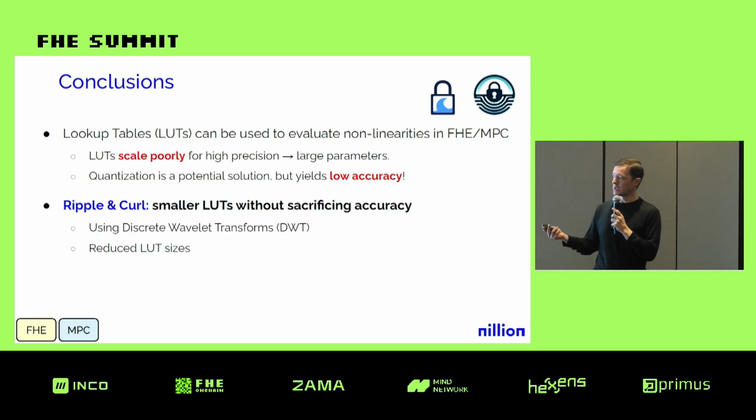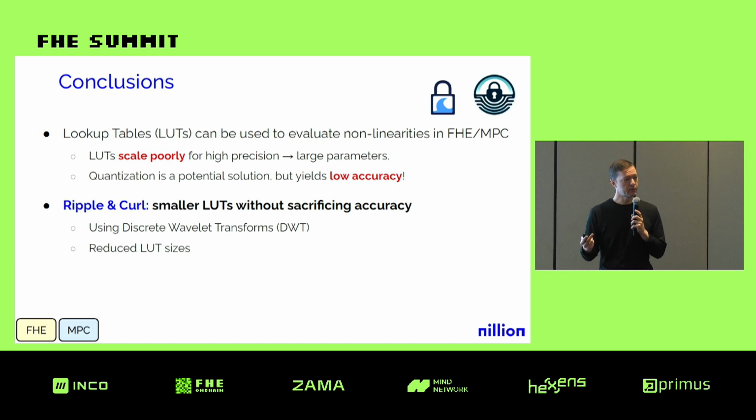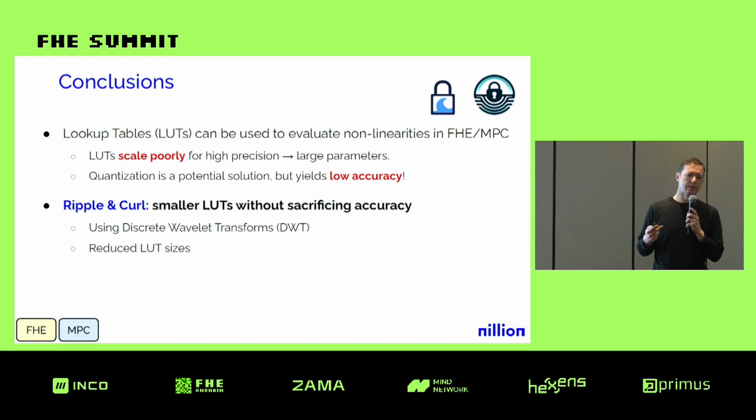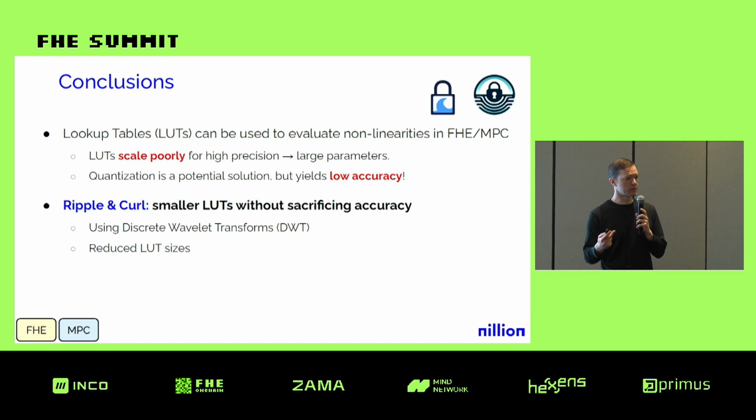So we introduced these new frameworks, Ripple for TFHE, Curl for MPC, that make use of this technique borrowed from the domain of digital signal processing that we translated into cryptographic protocols. And the end result is that you end up working with compressed lookup tables, which lead to more efficient protocols, faster protocols, and also less demanding in terms of hardware resources for TFHE in particular.